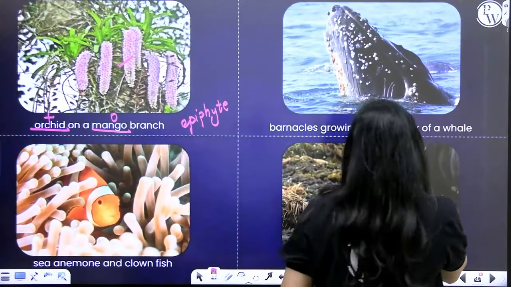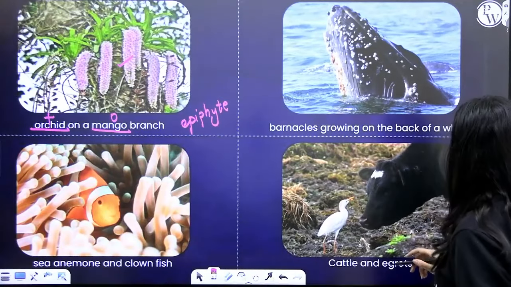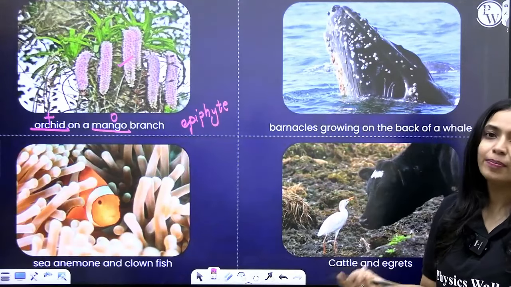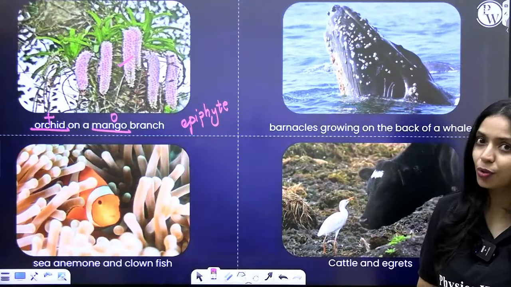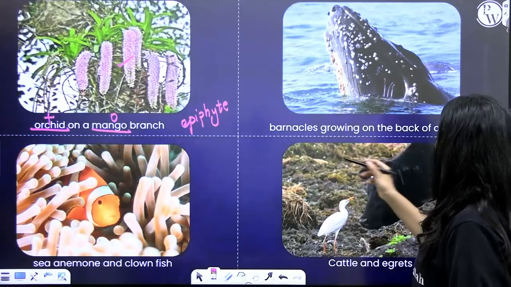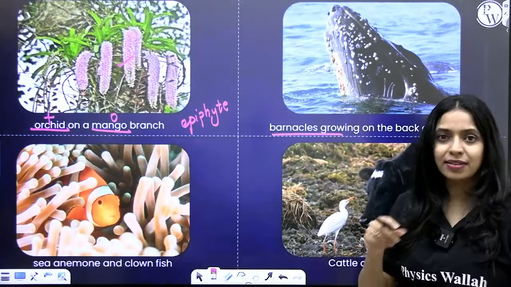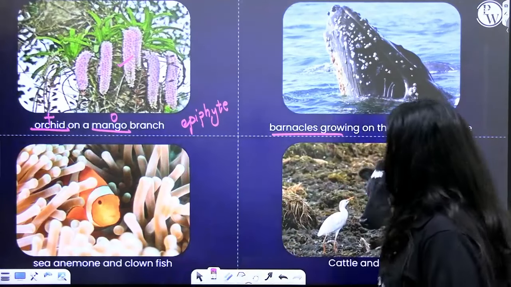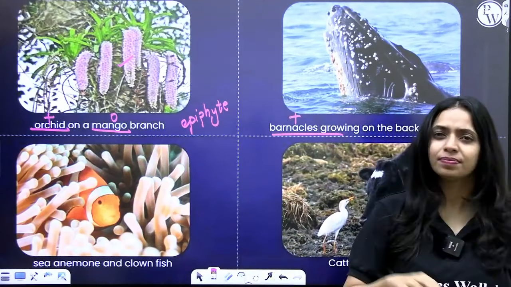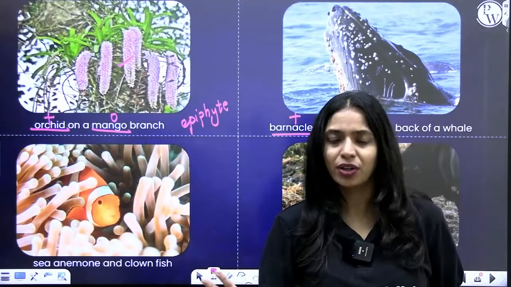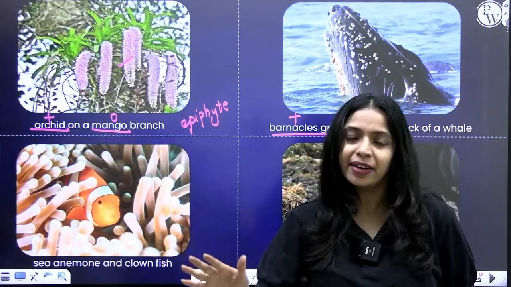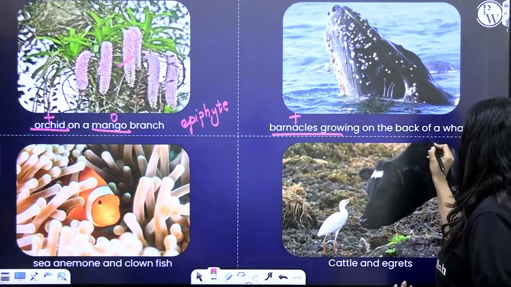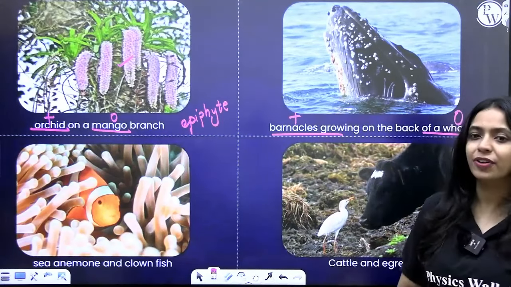Now, barnacles growing on the back of a whale. You may have seen how there are many barnacles that grow on the back of whales. Barnacles are arthropods. Okay, so over here, the barnacles, they are sessile. They cannot move. But they are helped by the whale because whenever the whale is moving inside water, these guys will get a good ride and they will get access to more food. So the barnacles are benefited, but it doesn't really change anything for the whale. It's neither benefited nor harmed.